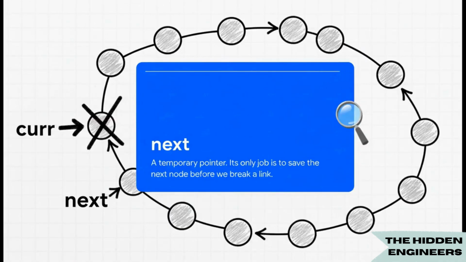And our third pointer is next. Just think of next as our safety net, or our insurance policy. Why? Because before we break a link and make our cur node point backwards, we absolutely have to save a reference to the next node in line. If we don't, the rest of the list is just gone, lost forever. So that is the one and only job of this next pointer.